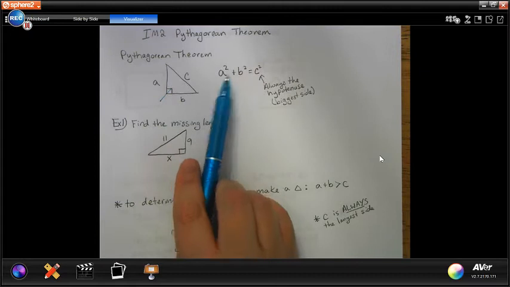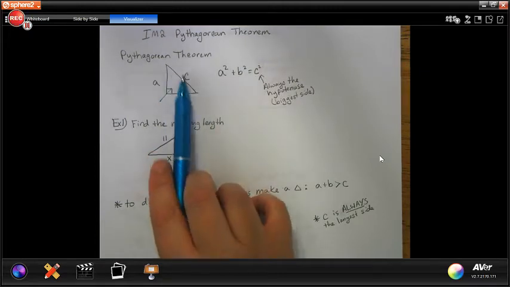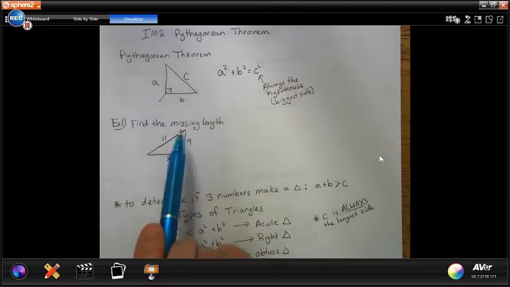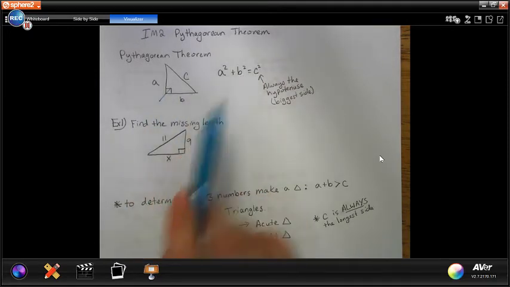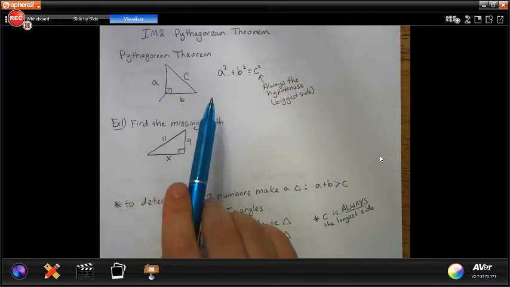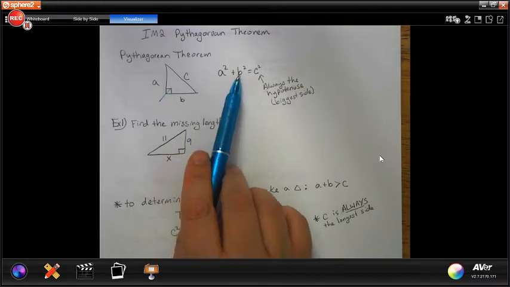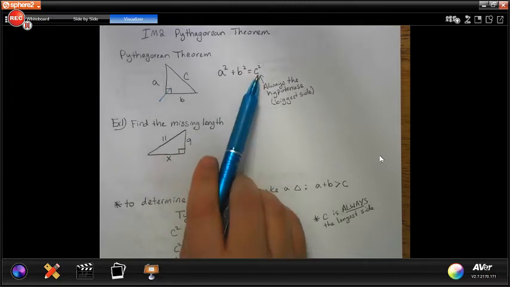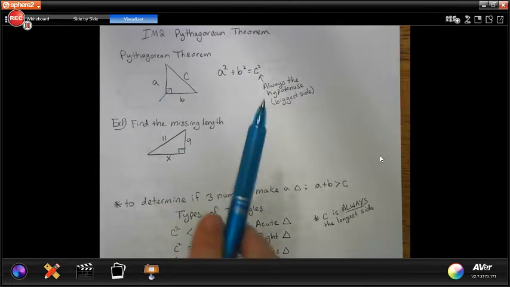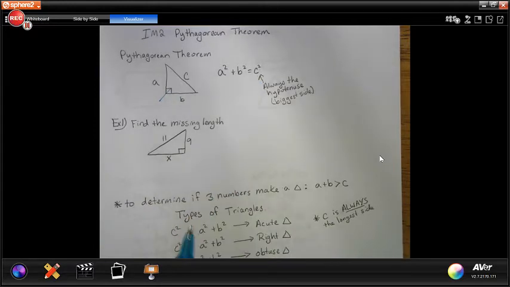So we have a squared plus b squared equals c squared. This is the only side that could go here. A and B, they could switch. They're both legs, they're added, so there's no difference if you switch their spots. So we could have b squared plus a squared equals c squared. The only thing that's important is that c squared is alone on that side. So when you have three numbers, the biggest one is always your hypotenuse.